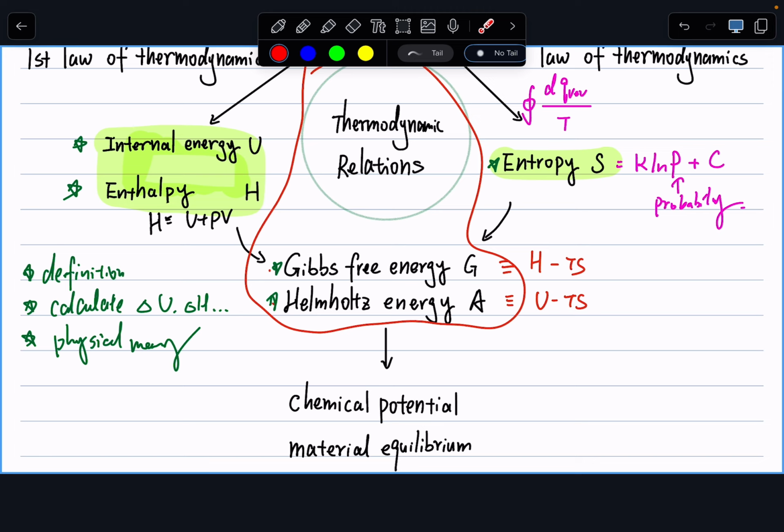All right, so this is a quick demonstration of what exactly I mean by you need to know how to calculate the change of these state functions. This logic applies to all your state functions: delta U, delta H, delta S, delta G, and delta A. They all work similarly, right?